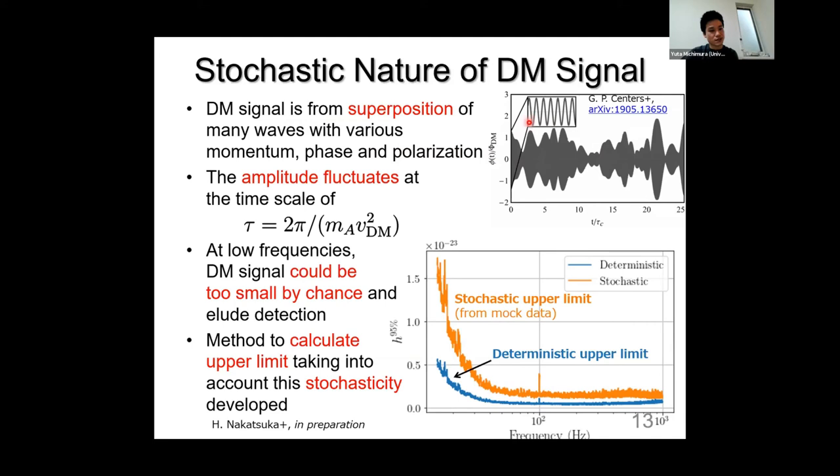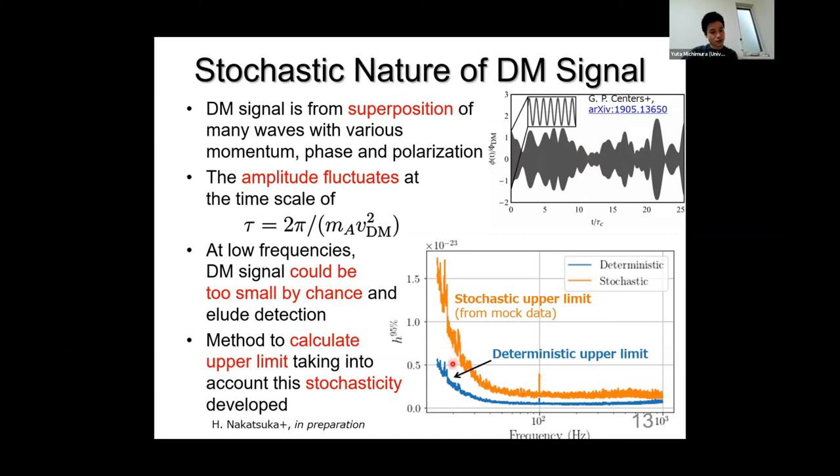It's nearly monochromatic if you focus on a small amount of time, but the amplitude and phase fluctuate at the time scale of tau, which is determined by this equation. So if you are looking for smaller mass dark matter, in this case, this tau will be larger. And if the tau is larger than your observing time, you could be trying to detect the dark matter signal when the dark matter amplitude is small. So maybe even if you don't see the signal, it could be that the dark matter signal was too small and eluded detection by chance. So at the low frequencies, or low mass region, you have to take into account this stochastic nature.